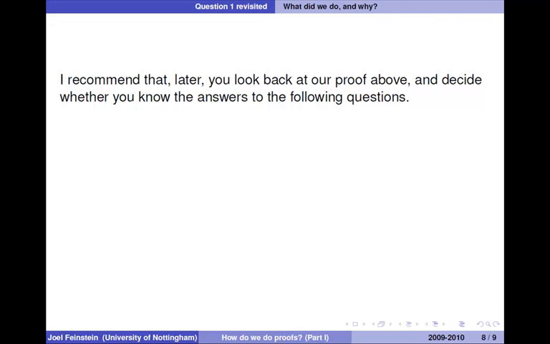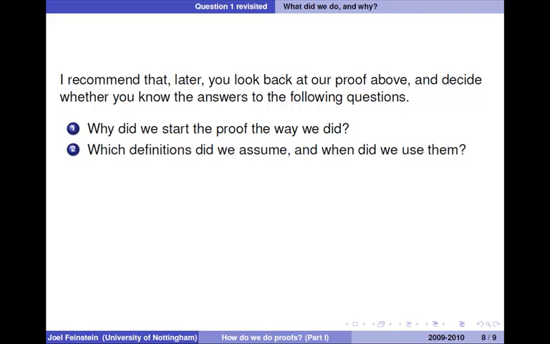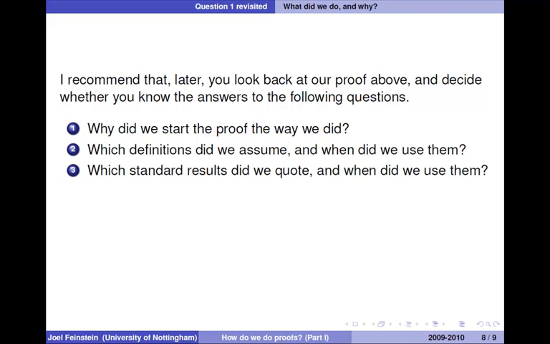So if you go back and look at the proof we had before, it's worth revisiting it and checking the structure. Why did we start it the way we did? I've already told you about that. Which definitions did we need to use, and when did we use them? We must have used all the definitions at some point, somewhere in the proof, even if it was just implicitly. Which standard results did we use? When did we use them?